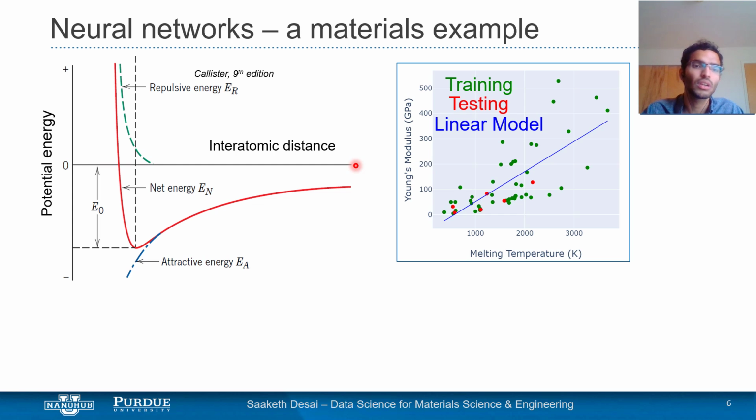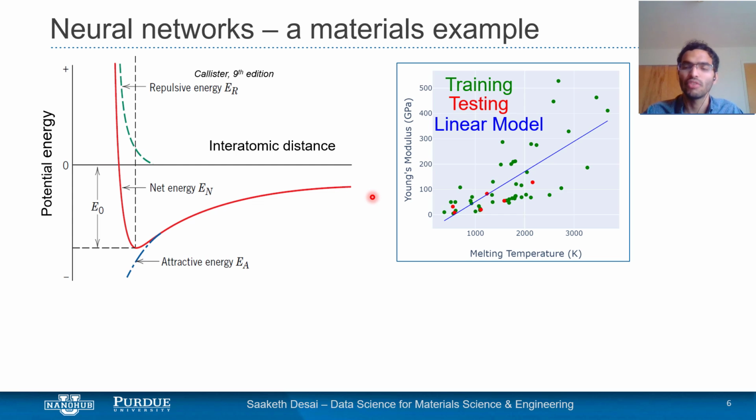Now, the Young's modulus of a material is a property that fundamentally arises from the interactions between the atoms, which are often represented in this sort of a curve here, which is the potential energy of the interaction between two atoms as a function of the separation between the two atoms.